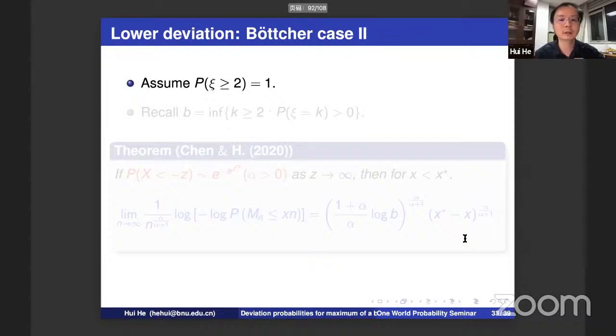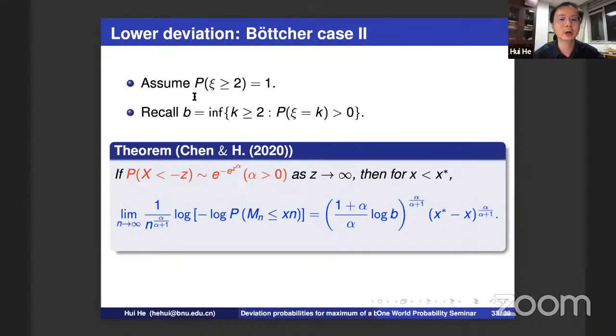Then we consider the second one. We still assume that the number of offspring is at least 2, and we also need the notation little b here.